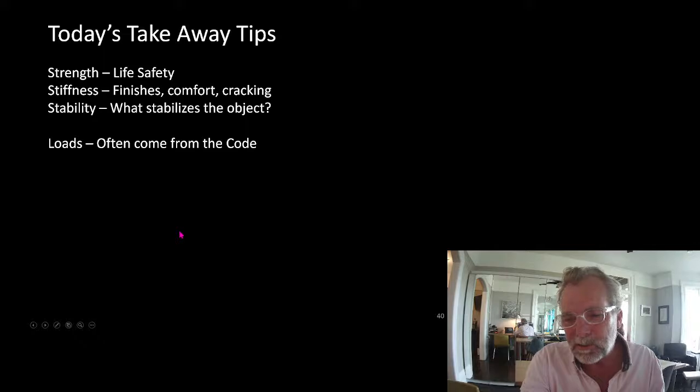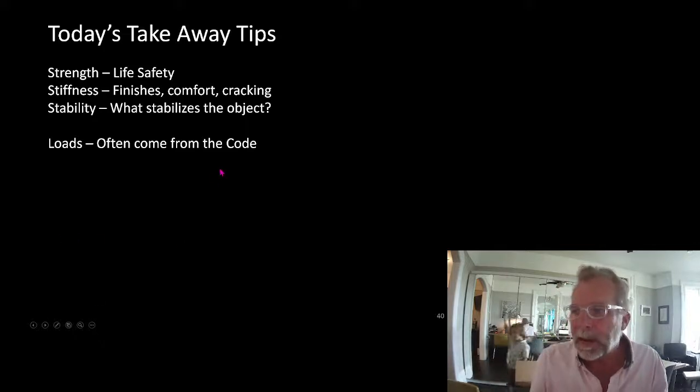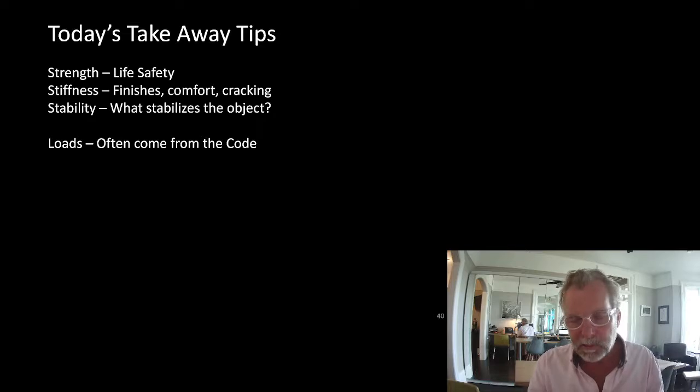Loads on structures, generally they come from the code, but not always. And so where there is not a published load in the building code, then the engineer uses discretion. Our duty of care as engineer is to do what a reasonable engineer would do in the same circumstance. So we conceive the likely worst scenario, the worst thing that would happen in the lifetime of the building. We design for that.